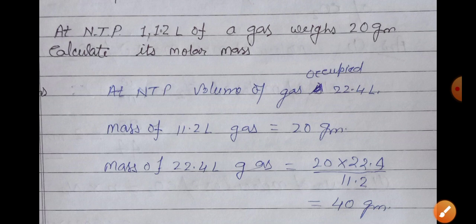We can see here that it is 20 × 22.4 divided by 11.2, that is 40 gram. And mass of gas is 40 gram. Molecular weight of gas is 40 gram. We can convert the molar mass into gram molecular mass or kilogram molecular mass as required.